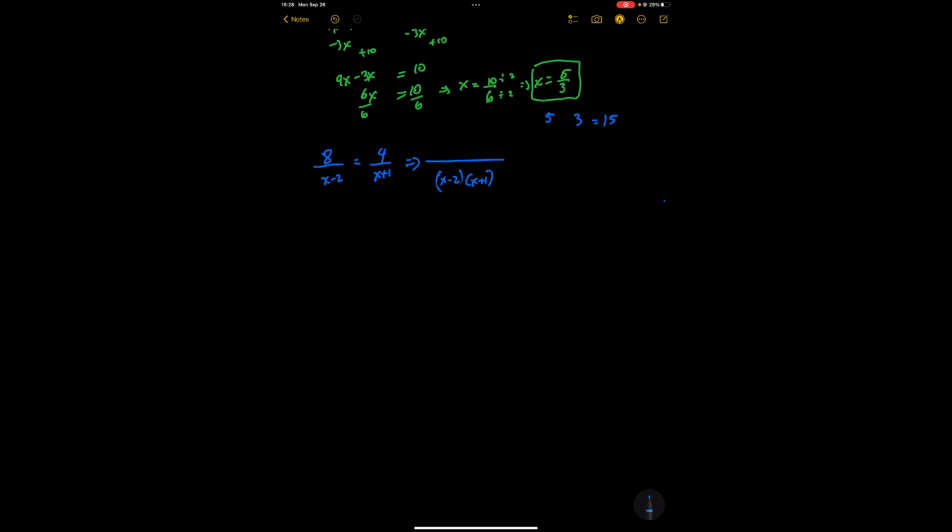So now, what is x minus 2 times x plus 1, over x minus 2? It's going to be x plus 1. So it'll be 8 times x plus 1 equal to 4 times x minus 2. So now we can get rid of the denominator.